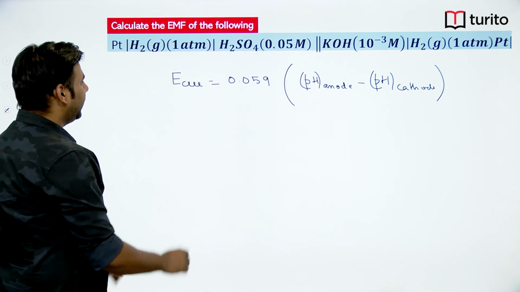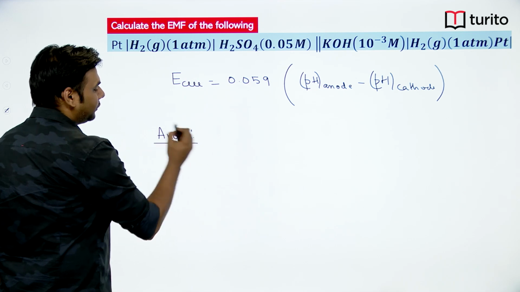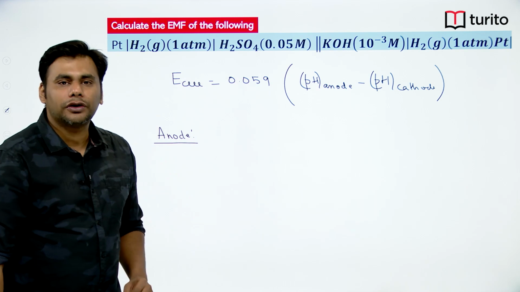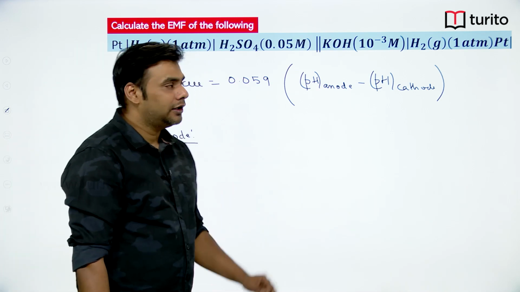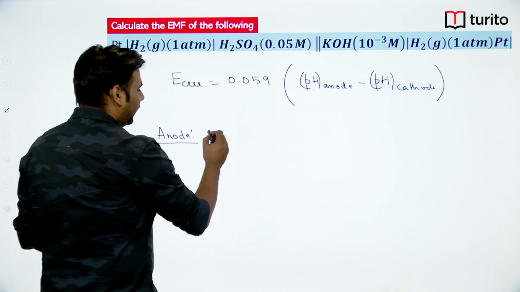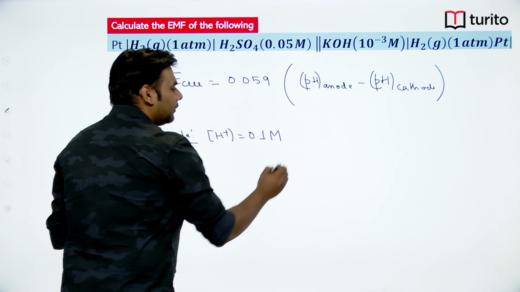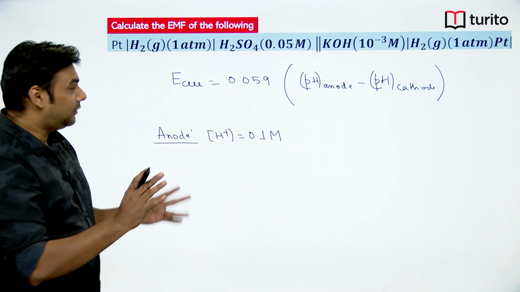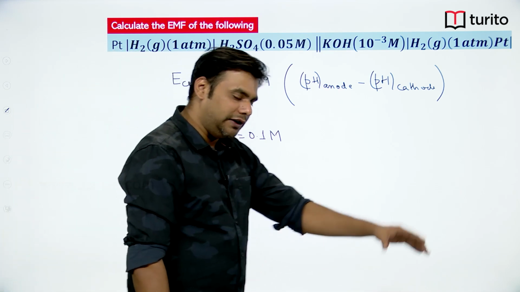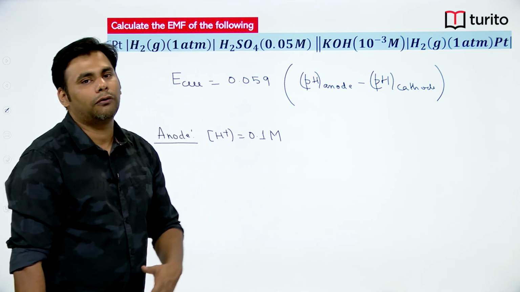Now if you look at the anode, the electrolyte present is H2SO4. H2SO4 is a diprotic acid, so 1 mole of H2SO4 will produce 2 moles of H plus ion. So 0.05 molar H2SO4 will produce 0.1 molar H plus ion. So H plus ion in the anode is 0.1 molar. These are the basics that you have to take care of while solving a question. I know silly mistakes happen, even I make silly mistakes, but as humans we keep on learning how to avoid those.